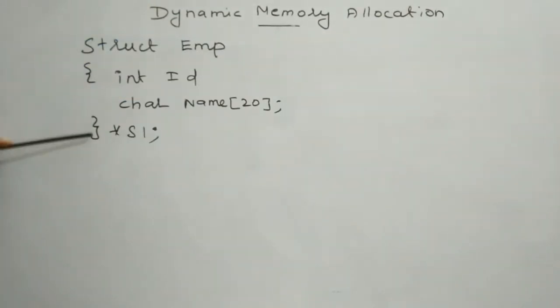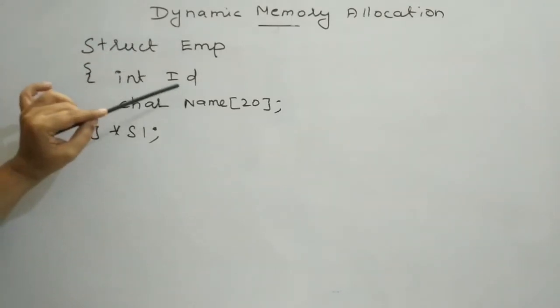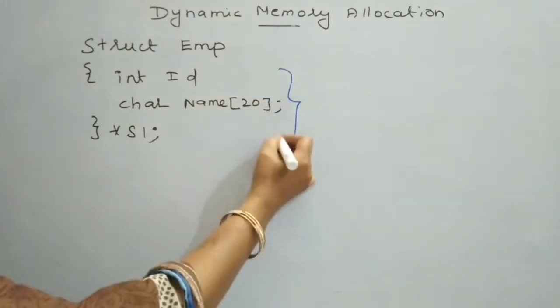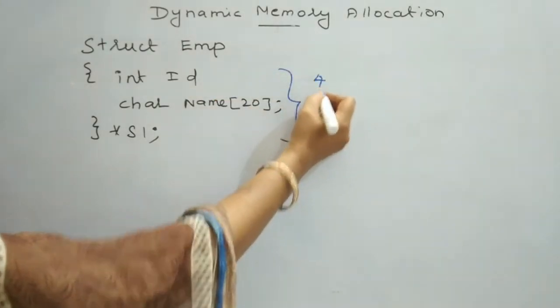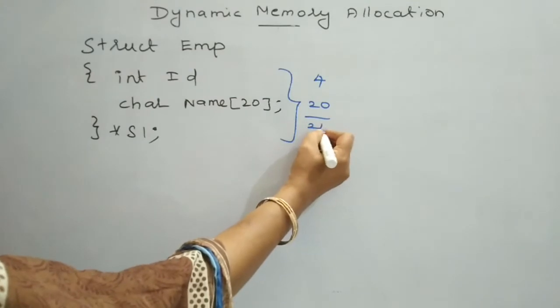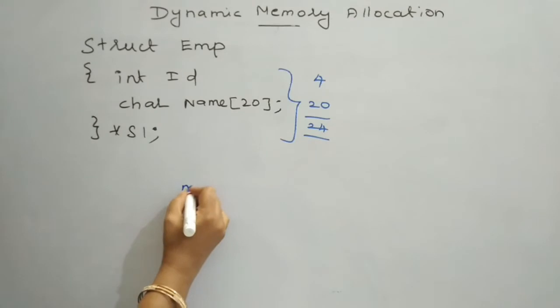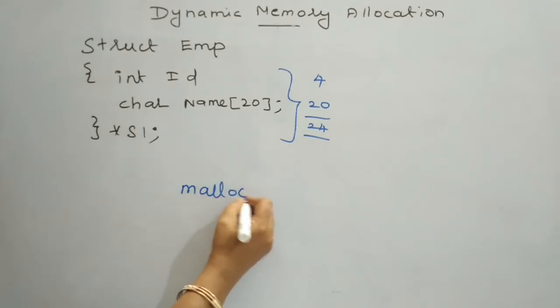Here I have declared a structure. The structure is employee. In this I have two data members, ID and name. If I want to store these data members, I need 4 plus 20, that is 24 bytes of memory. If I want to allocate memory for this structure during execution time, how do I allocate it? I may allocate it using the malloc function.